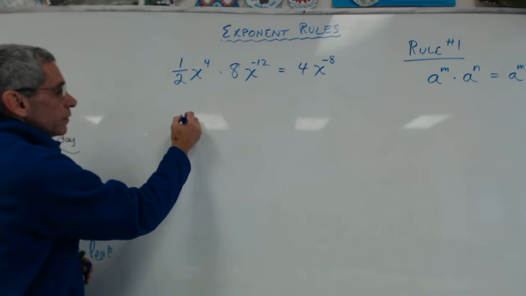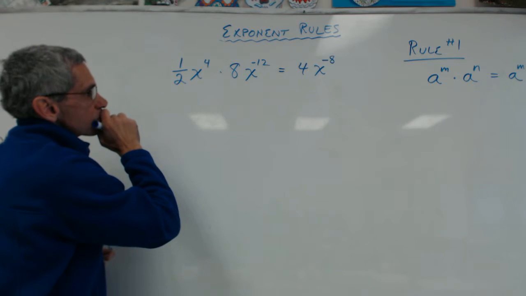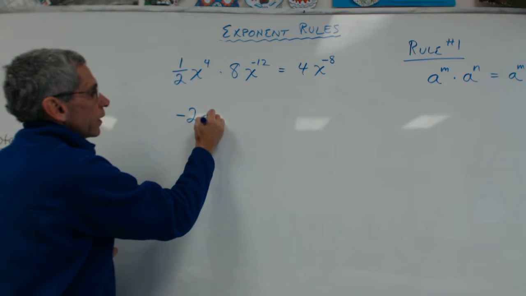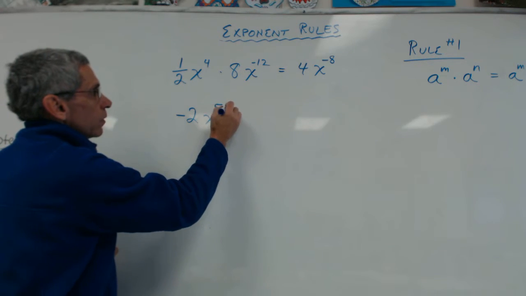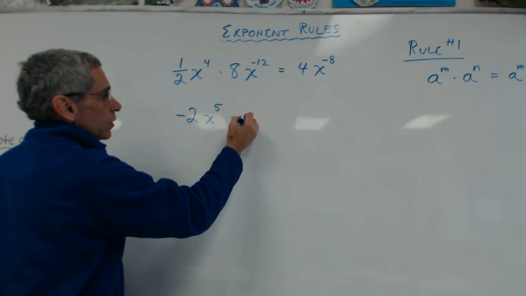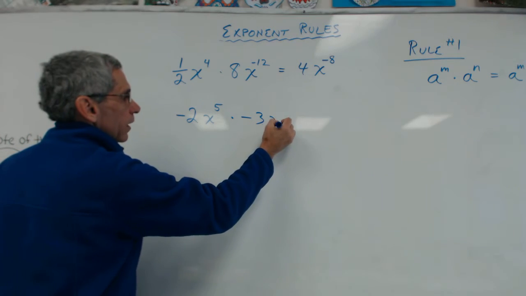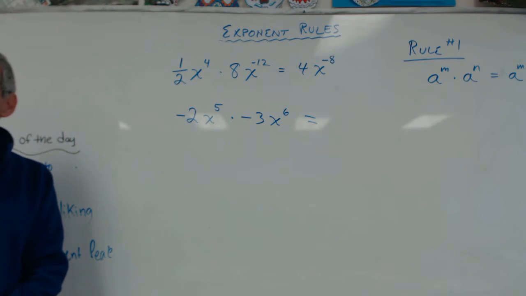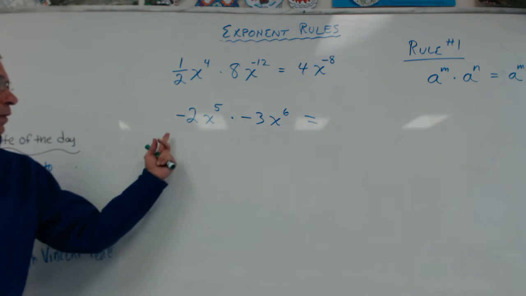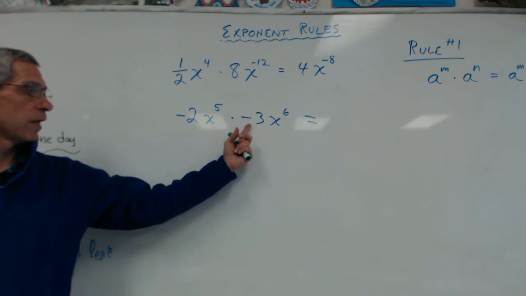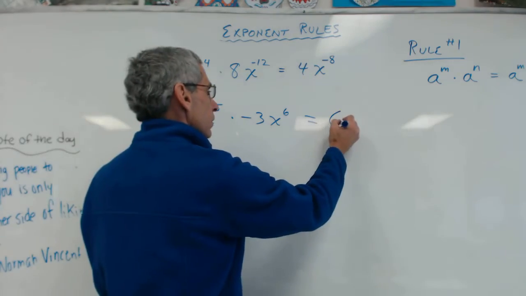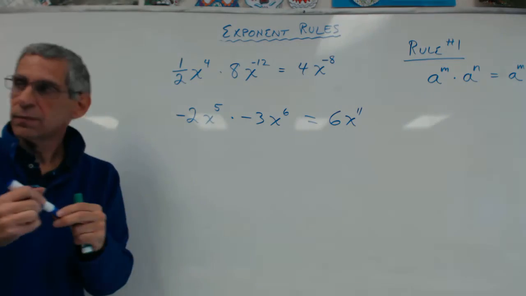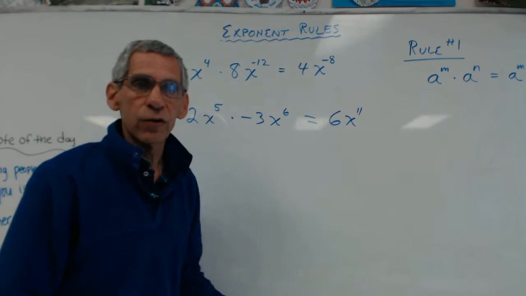Okay, how about this one? How about negative 2x to the 5th times negative 3x to the 6th? Negative 2 times negative 3 is positive 6. 6x to the 11. Good job. Excellent. That's the first rule.